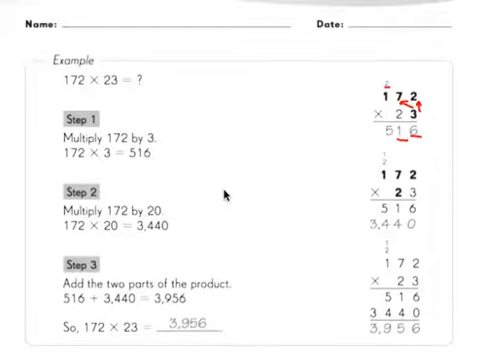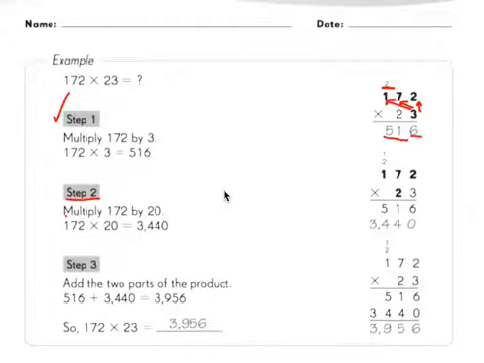Then we do 3 times 1. 3 times 1 is 3, but we have to add that 2 back in. So 3 times 1 is 3, plus the 2 is 5. So for step 1, we've written 516. Now, we've done step 1. Now we're on to step 2.